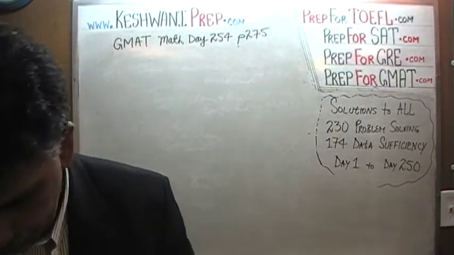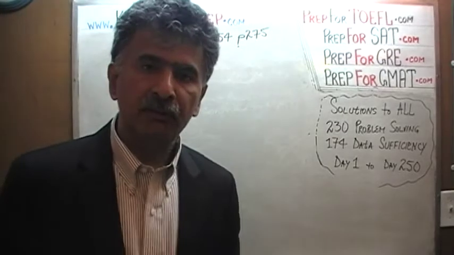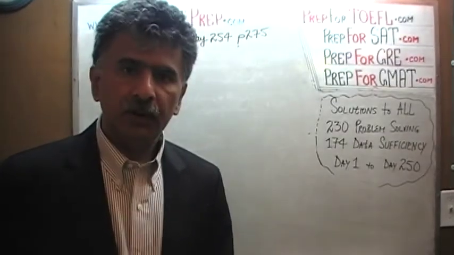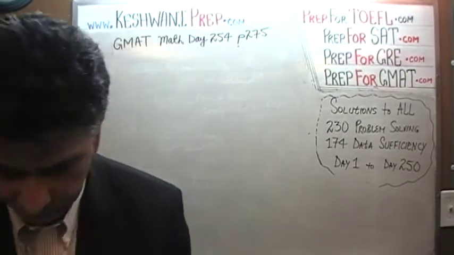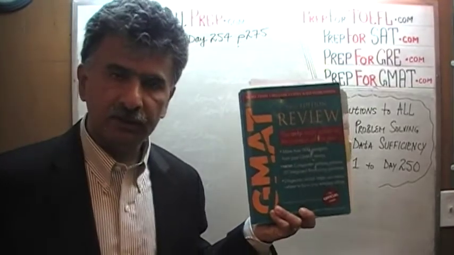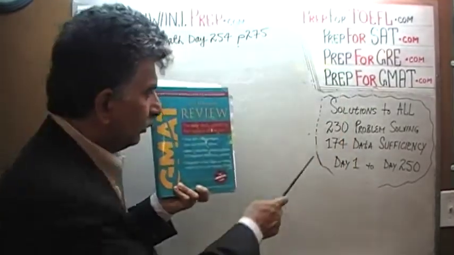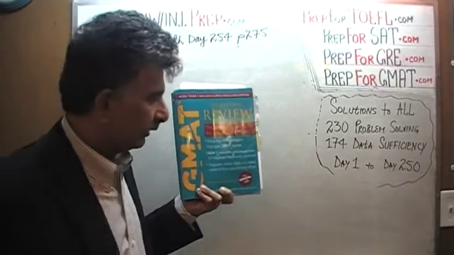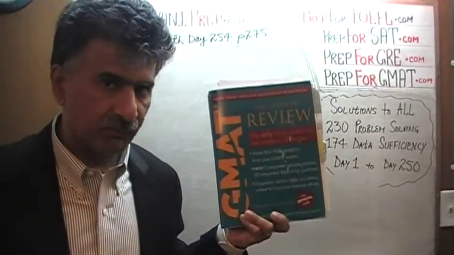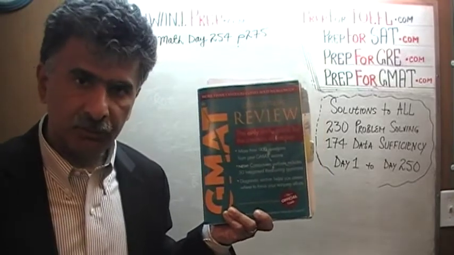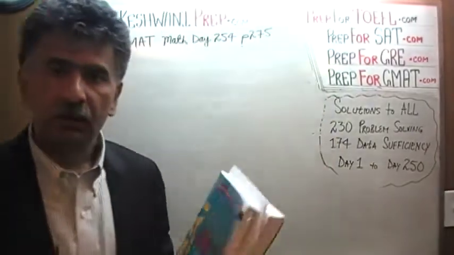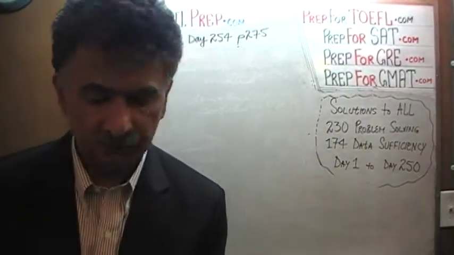Yesterday, we began solving the data sufficiency questions from the official guide. As I explained, this official guide, 13th edition, contains 230 problem-solving questions and 174 data sufficiency questions. We have solved all of these problems already. If you're interested in watching the original solutions, you will find them from day number 1 to 250. Right now, we are just redoing them at a faster pace.